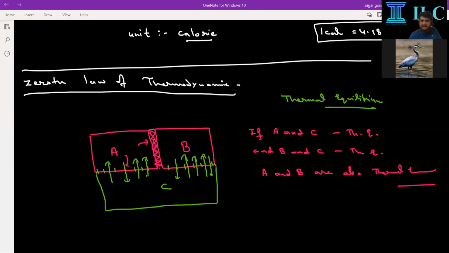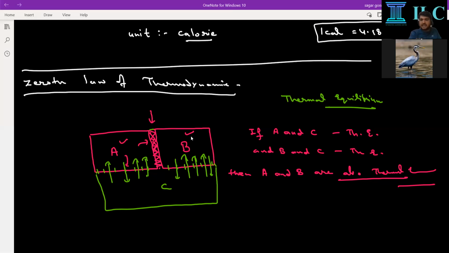If one body is in equilibrium with another, like A and C are in thermal equilibrium and B and C are also in thermal equilibrium, then we can say that A and B are also in thermal equilibrium, although they had the adiabatic wall, but still A and B are connected. Nobody can say A should know the meaning of B and B should know the meaning of A, because they have strong concrete walls.